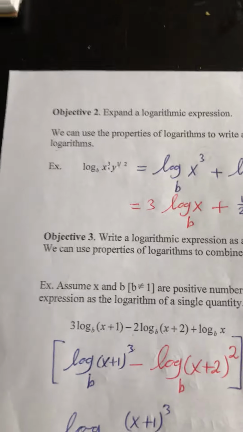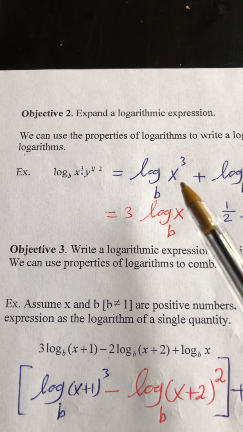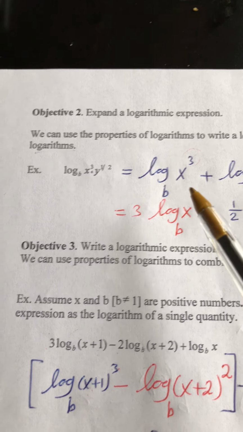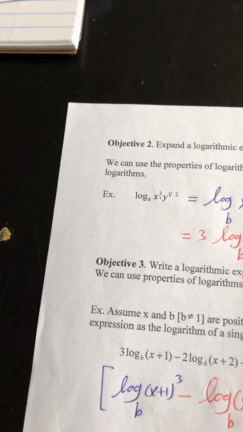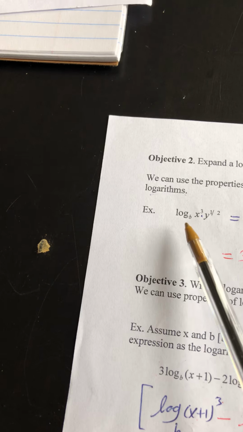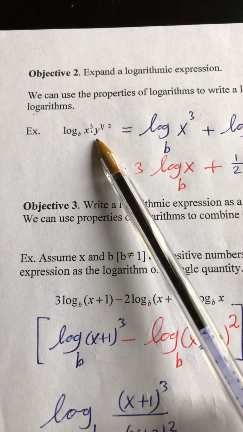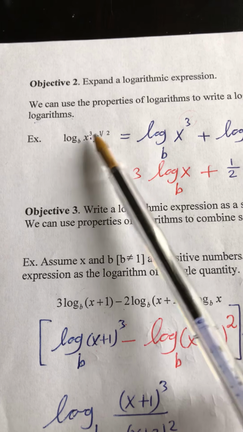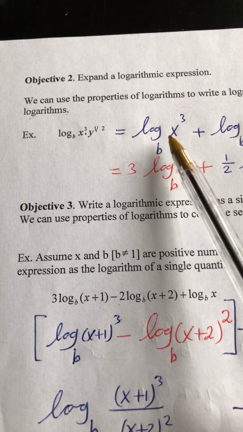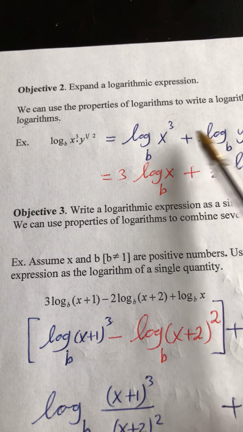Objective 2. Expand a logarithmic expression. So here we have a single log. We will expand it into the sum or difference of logs. So here log x cubed times y to the power 1/2. Log of the product equals the sum of the logs, so we can rewrite it as log x cubed plus log y to the power 1/2 with the same base b.